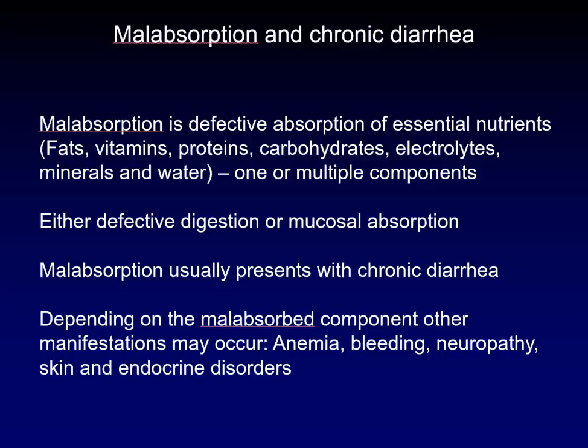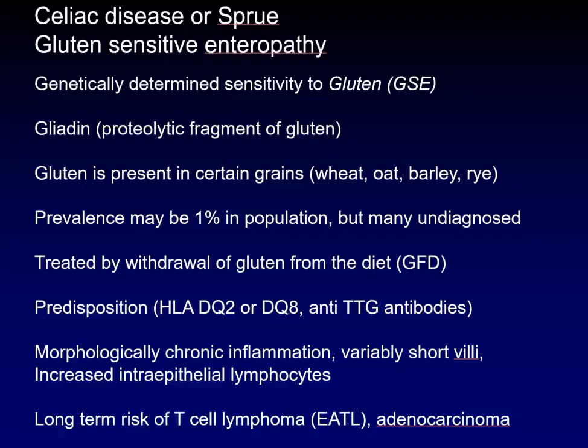Next slide, malabsorption and chronic diarrhea. Malabsorption is defective absorption of essential nutrients, which can be either defective digestion or defective absorption. Usually has chronic diarrhea, and the effects are due to the nutritional deficiencies.